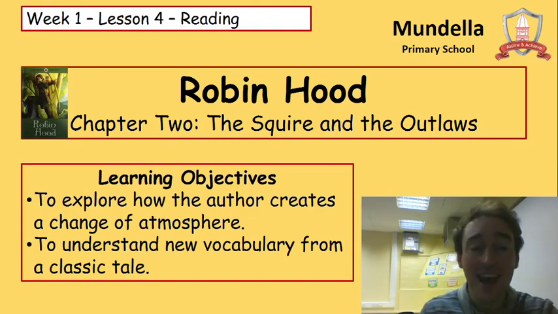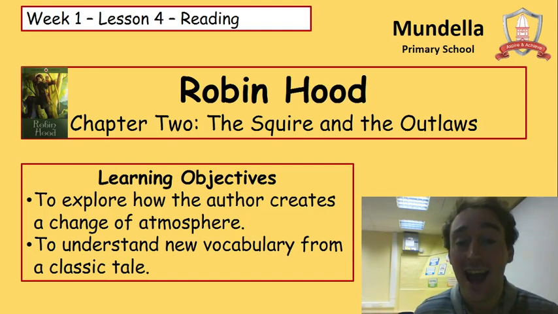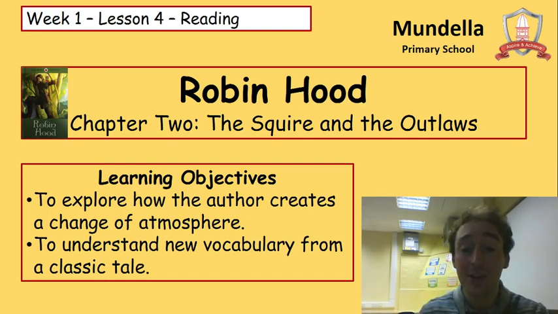Hello Year 3 and welcome to Week 1 Lesson 4 of reading, and we're going to start Chapter 2, which is called The Squire and the Outlaws of our Robin Hood book. Our learning objectives today will be to explore how the author creates a change of atmosphere and to understand new vocabulary from a classic tale.